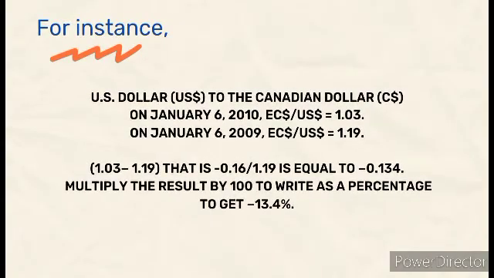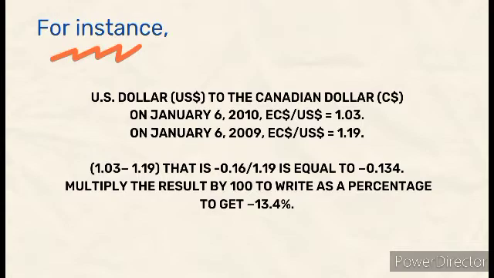The rate of appreciation or depreciation is the percentage change in the value of a currency over some period. Let me give you an example: the US dollar to the Canadian dollar. On January 6, 2010, the Canadian dollar over US dollar is equal to 1.03, while on January 6, 2009, the Canadian dollar over the US dollar is equal to 1.19.